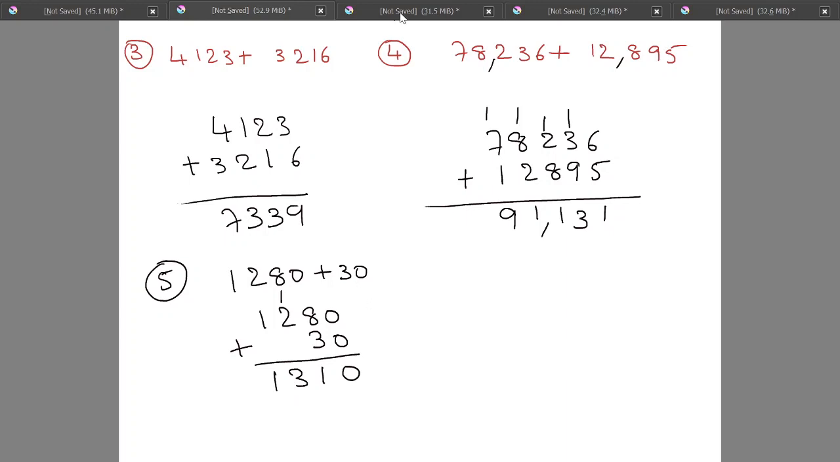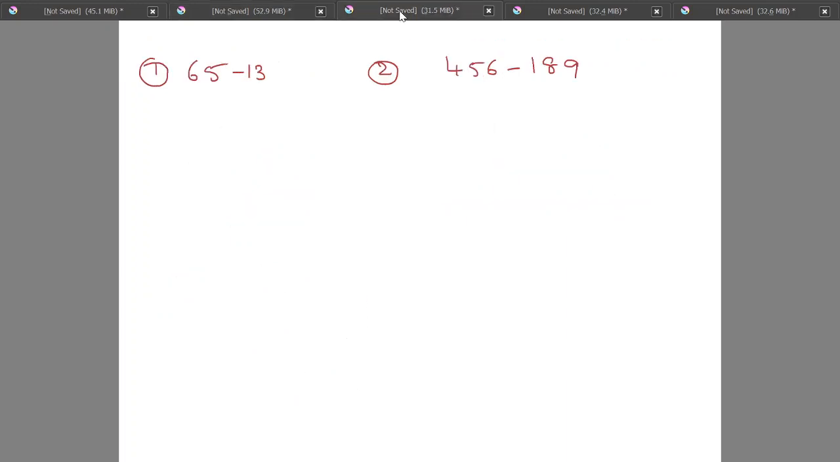So now let's move to subtractions. Here what do you have? 65 minus 13. Okay, 65 minus 13.